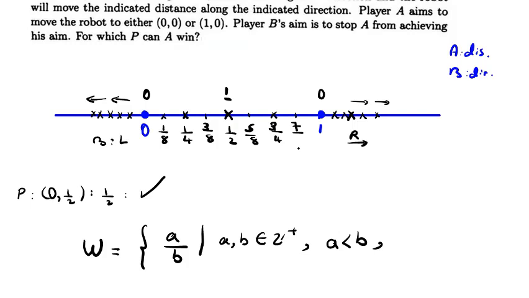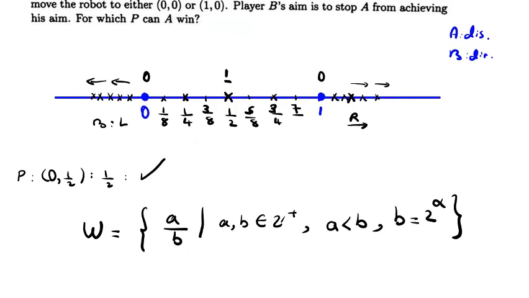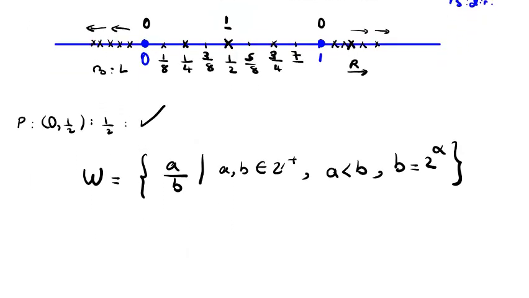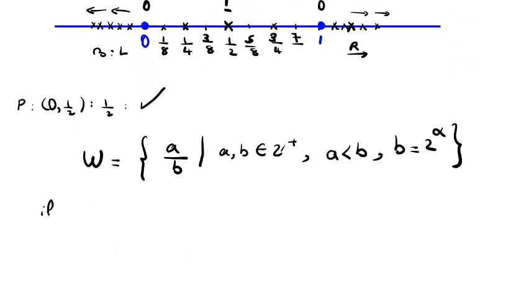B should be a power of 2. B should be 2 to the power of alpha. I want to say only in these points A wins, and in other cases A cannot win. So at first we should prove if P belongs to W, then A wins. Our claim is this. Then A wins.